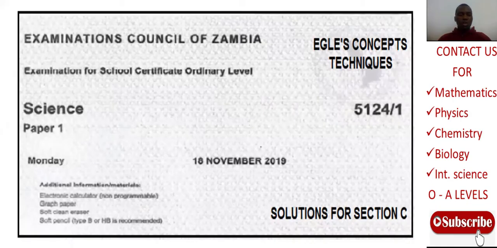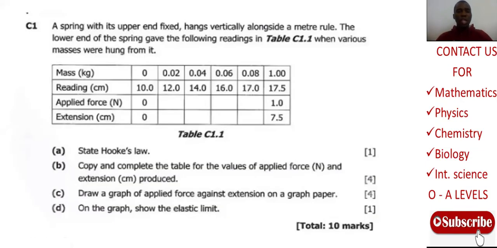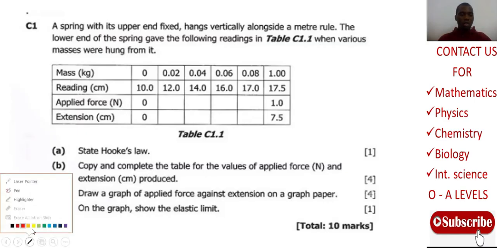In this video, we're going to take you through Science Paper 1 2019, Section C. So we'll begin with question C1. The question reads, a spring with its upper end fixed hangs vertically alongside a meter rule. The lower end of the spring gave the following readings in table C 1.1 when various masses were hung from it. So there you can see the table.